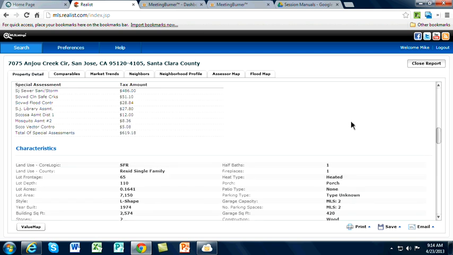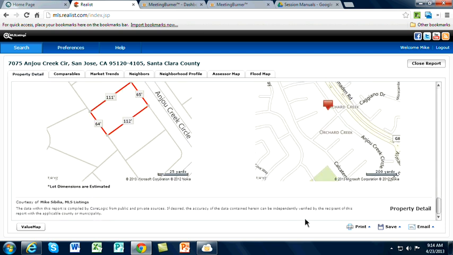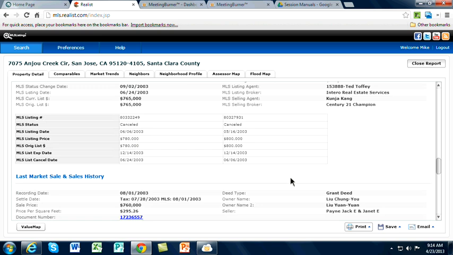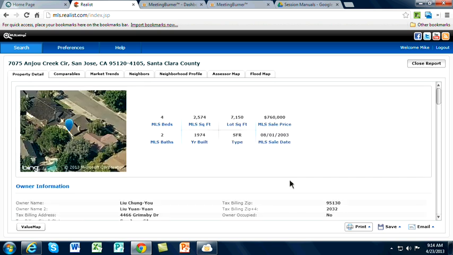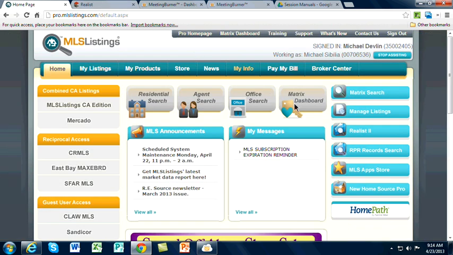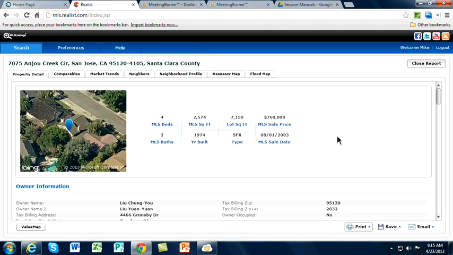By the way, if we look at property details, someplace down at the bottom, value map, print, save, email. Let me see. Yes. I went to the home page of the MLS and I clicked on Realist 2. They've cleverly hidden it. All right.